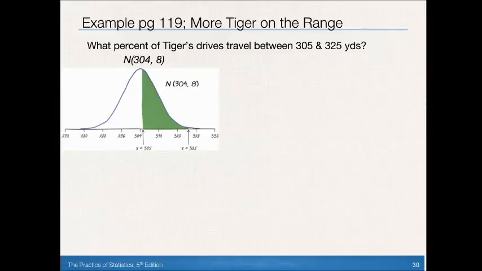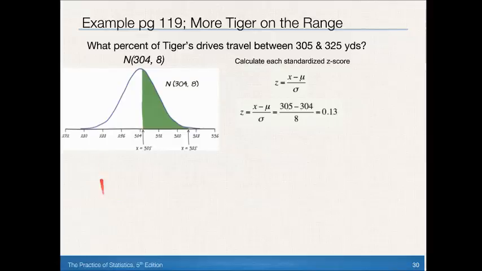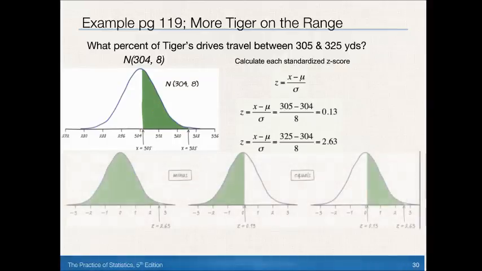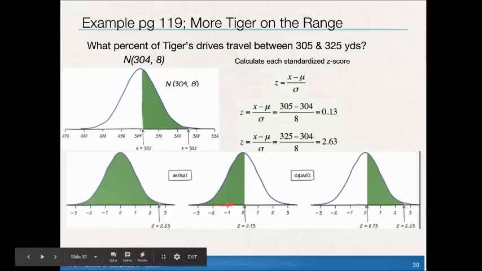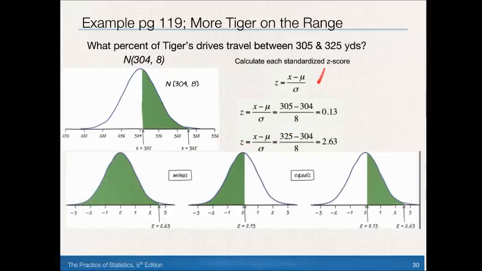So we're going to calculate the standard score by standardizing. So we have z equal to x minus mu over sigma. And then 305 minus 304 over 8, which is 0.13. That is going to be the lower, 305, and then we standardize the upper. So we get a 2.63 for the upper. And then we are going to take the area to the left of 2.63. So in order for us to use the table, we have to standardize it to z-scores.